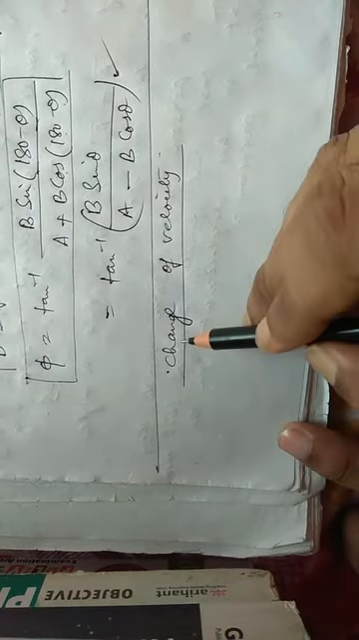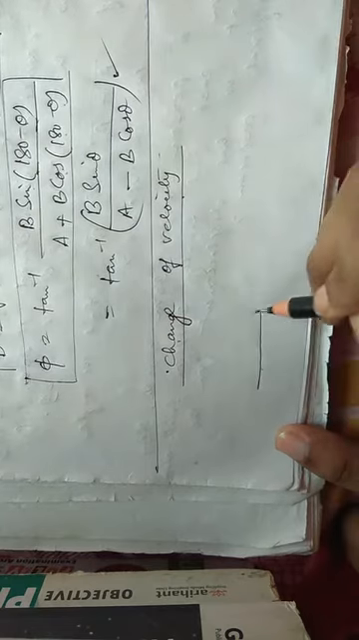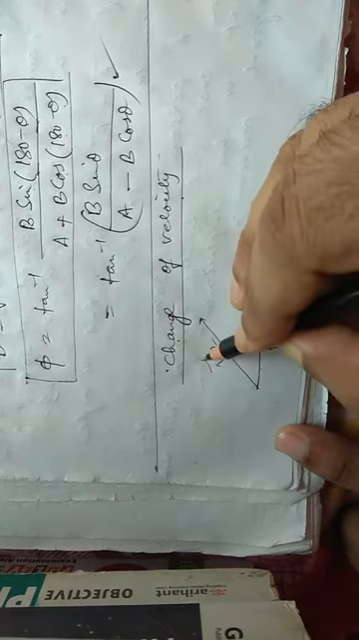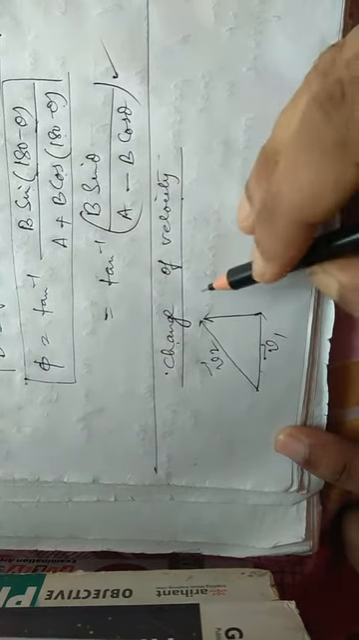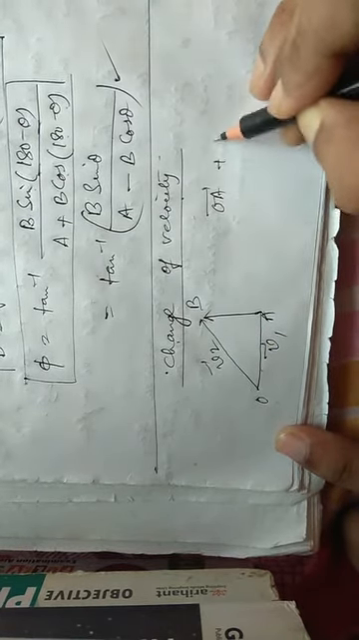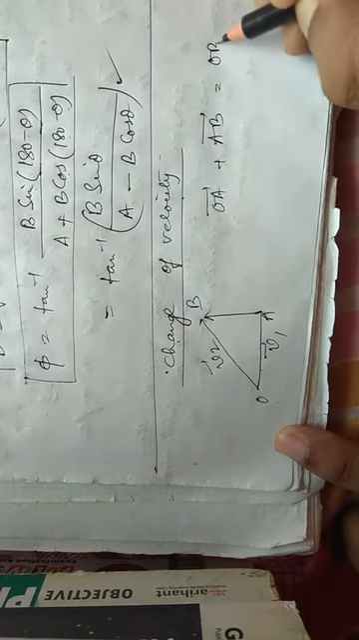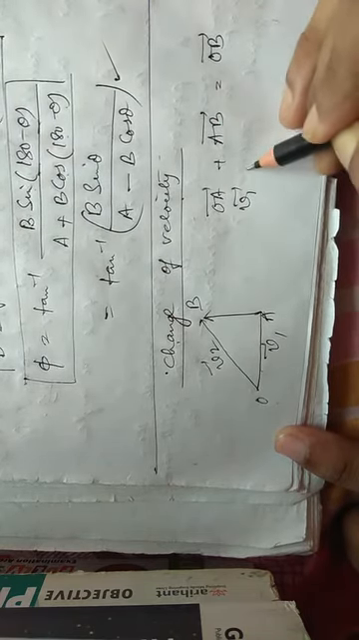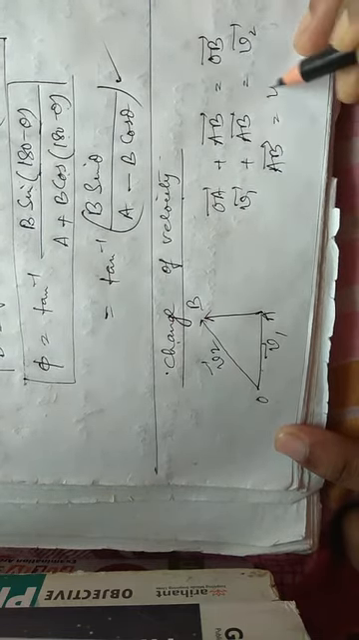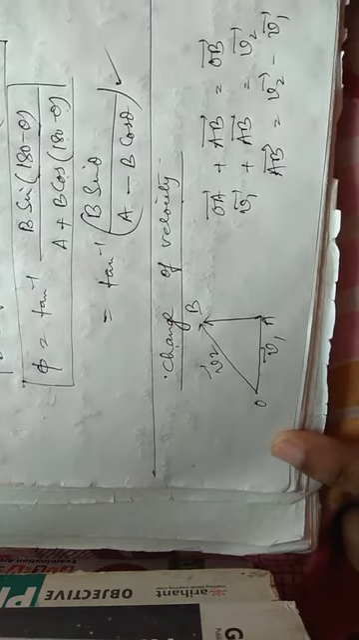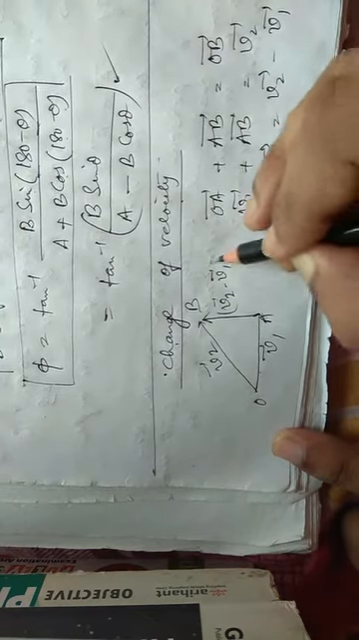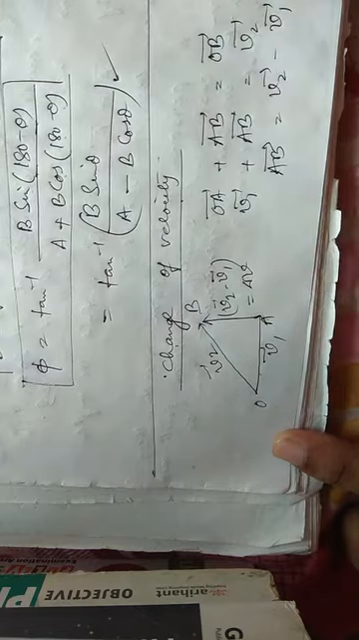Now we start with the change of velocity. If this is velocity v1, this is velocity v2, what is this? This is OAB, so OA plus AB is equal to OB. So OA is V1 and this is V2. So AB becomes V2 minus V1, or change of velocity. So AB becomes the vector related to the change of the velocity, or delta V.